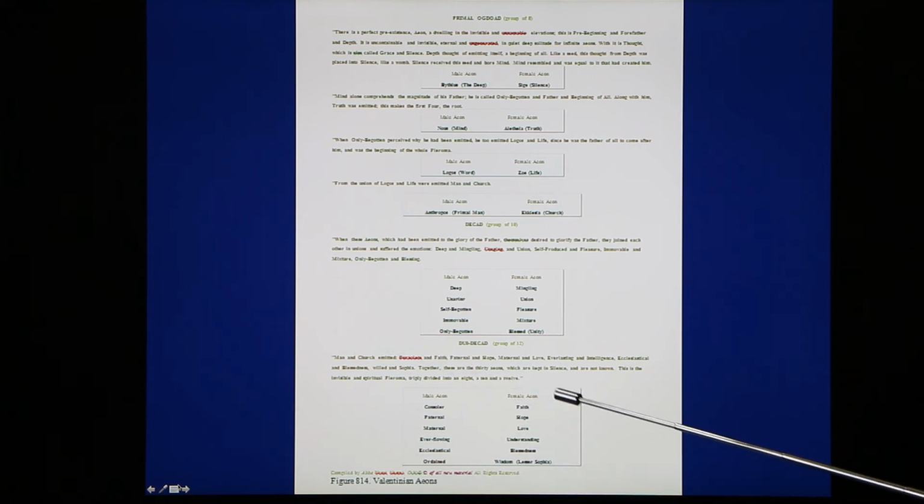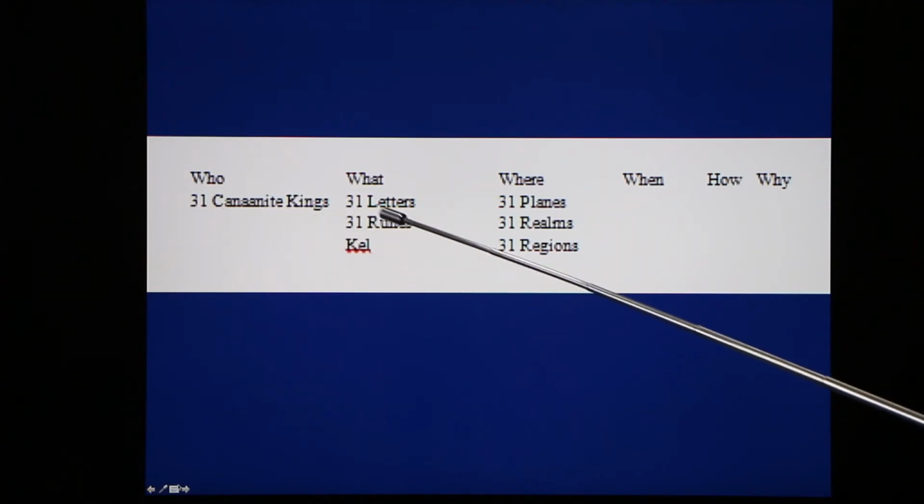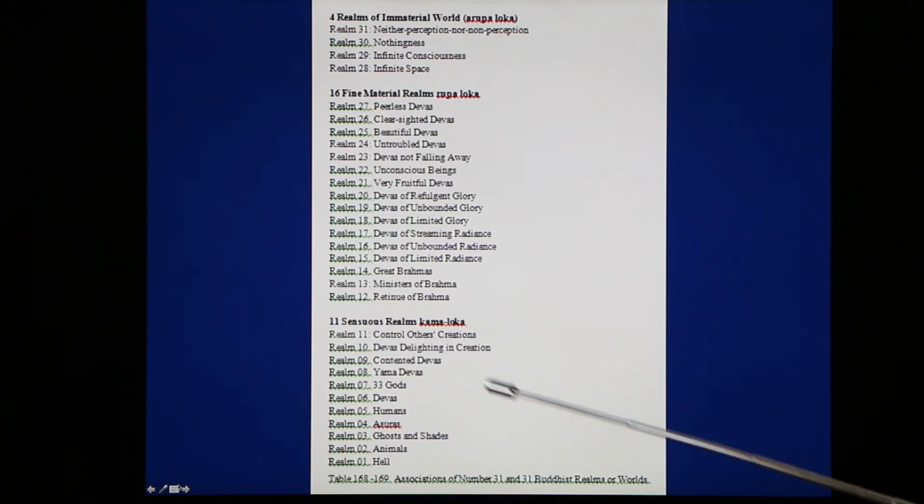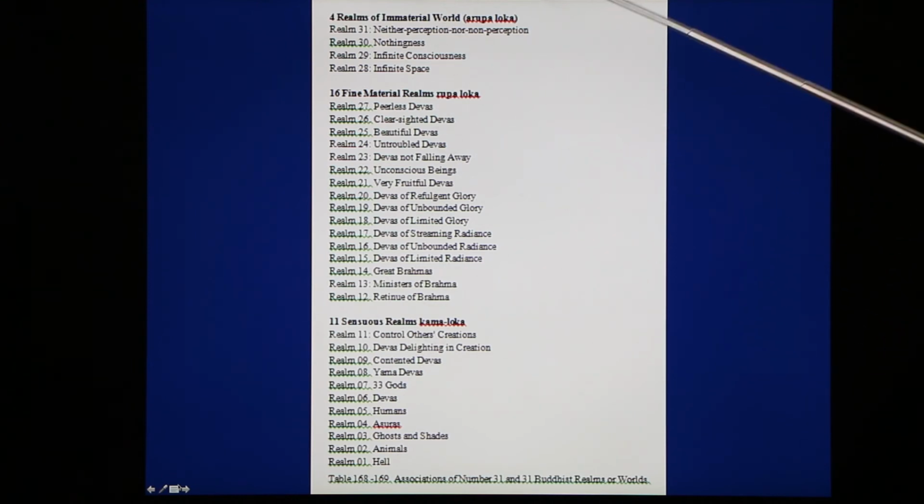And so here we have then Christian concepts like faith, hope, and love, but they are now words, but these are also words that have their own gematria again, and by speaking out these words, we create the universe in the Valentinian order. 31 gives me the 31 Canaanite kings, 31 letters, runes, planes, realms, regions, and that links up then with the 31 realms or worlds of the Buddhas.